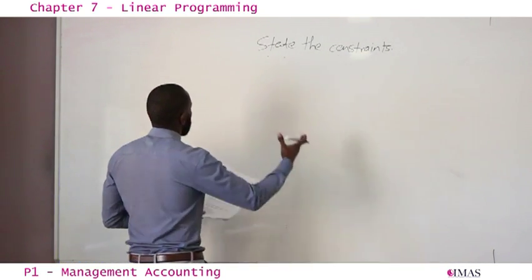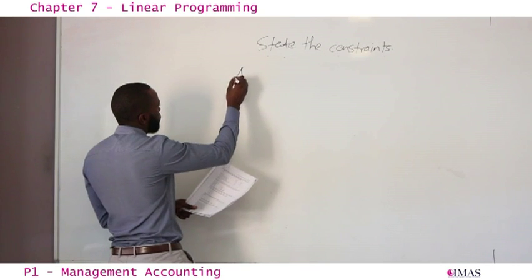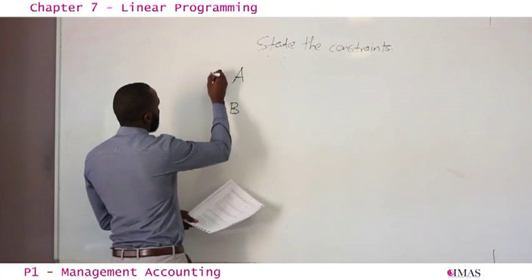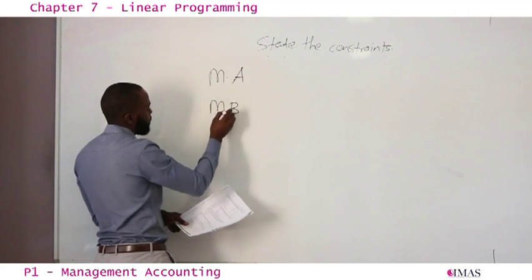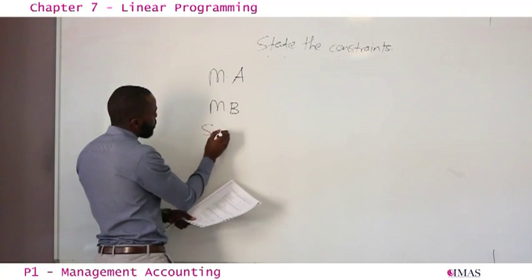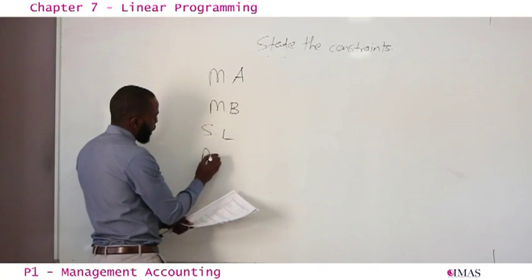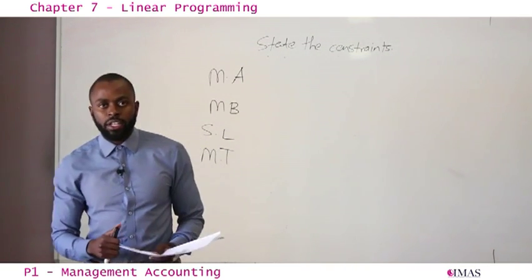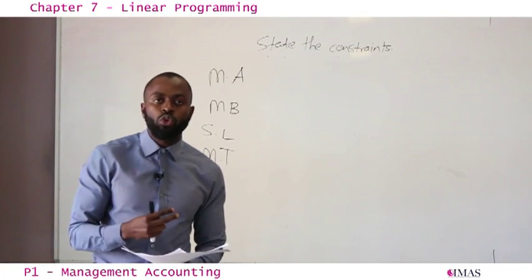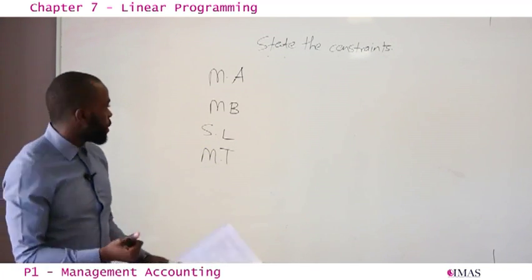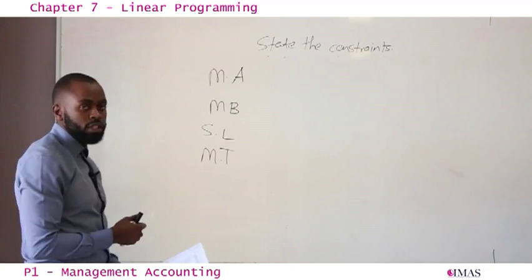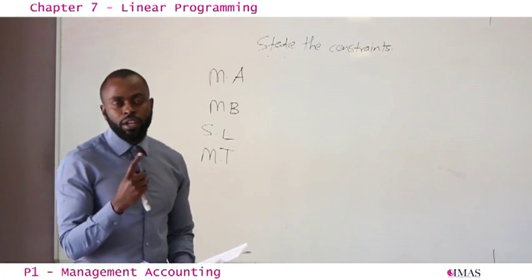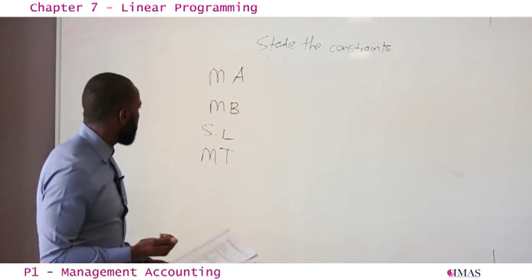So we're going to start with the first constraint, A. We're going to have material A, material B, skilled labor, and machine time. Under linear programming, we said we can have 2 or more constraints. The company has 4 constraints. But previously, when we did limiting factor analysis, we were only working with 1 limiting factor.